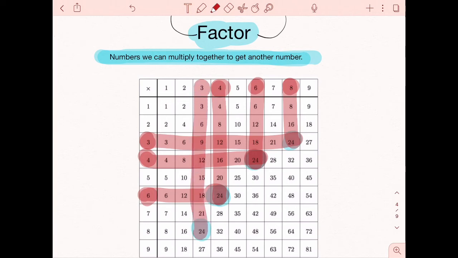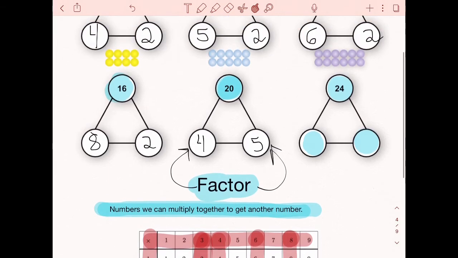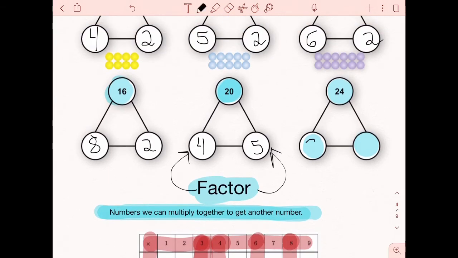3 and 8. So I'm going to go with 3 and 8 as my two factors, just for fun. Any of those would have been correct answers.